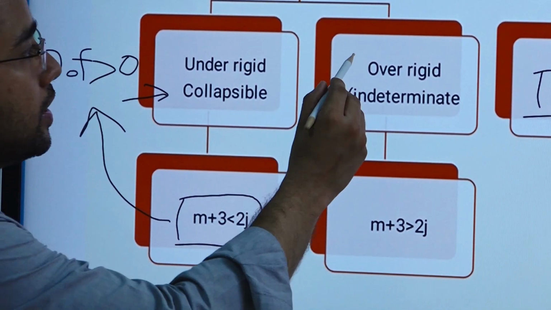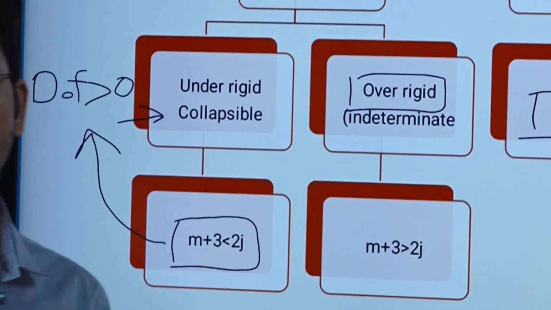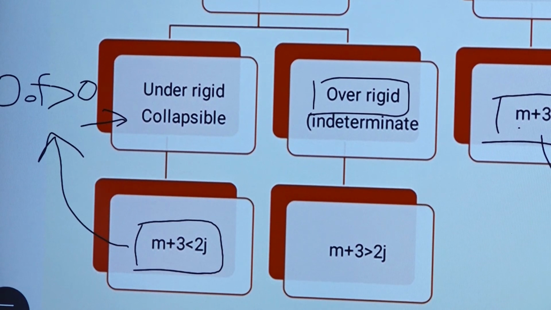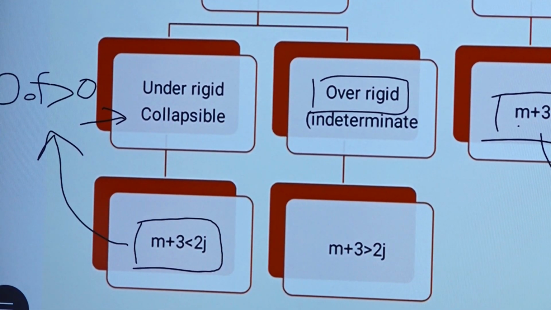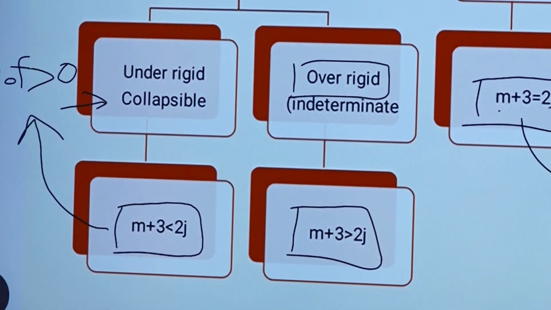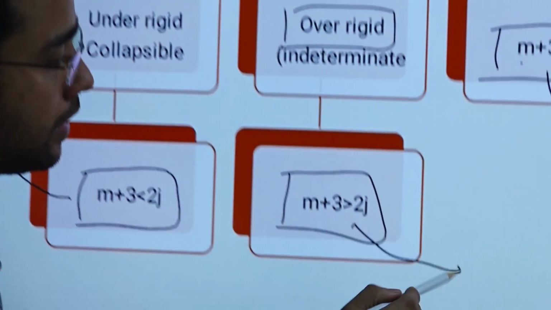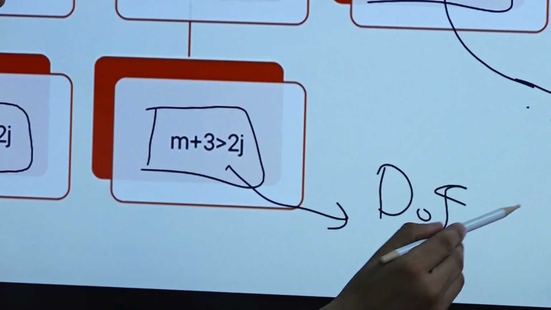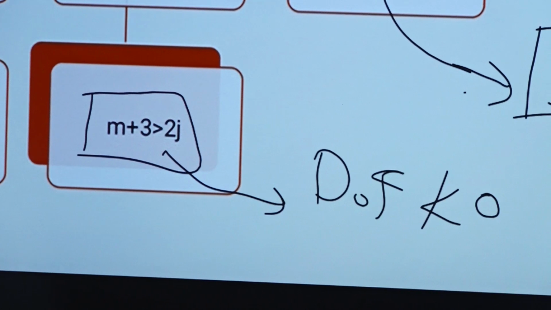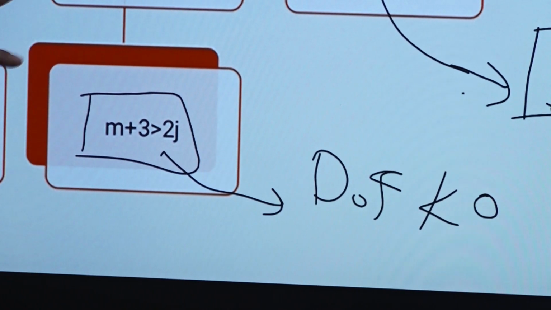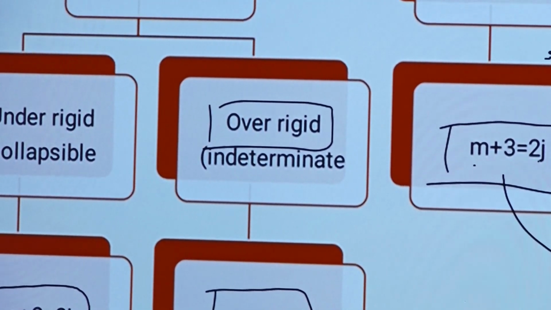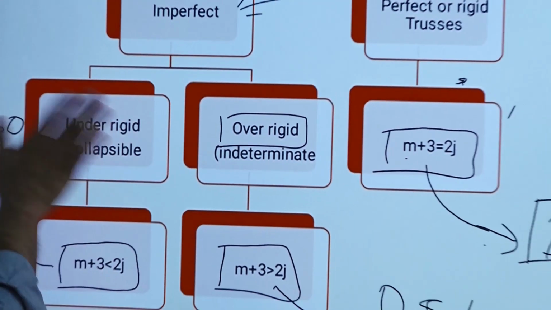What is the meaning of over rigid? In over rigid, the number of constraints on the truss will be too many, and if the number of constraints is more, then m plus 3 will become more than 2j, right? If m plus 3 becomes more than 2j, then the degree of freedom will be negative. So whenever we have a negative degree of freedom, it is called an over rigid structure, a too rigid structure. It is also called indeterminate. So these are the types of trusses.